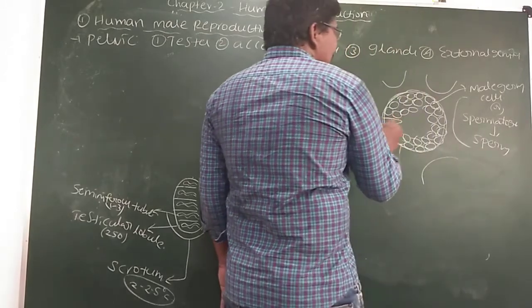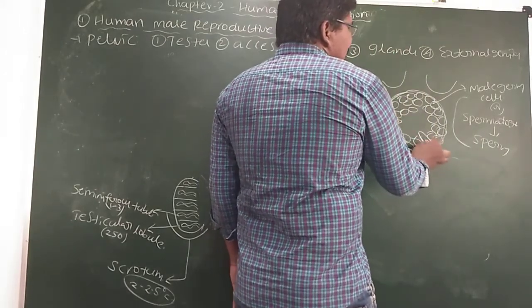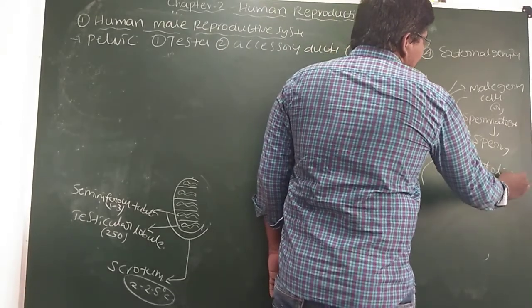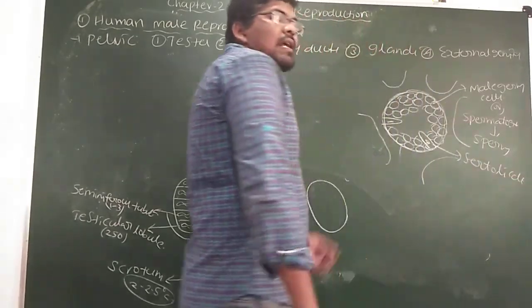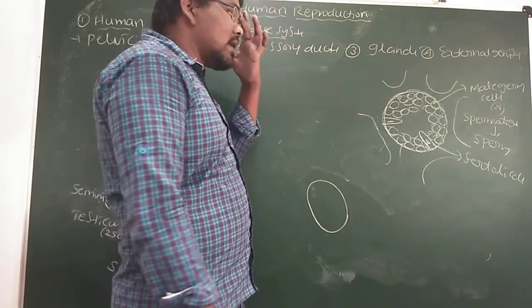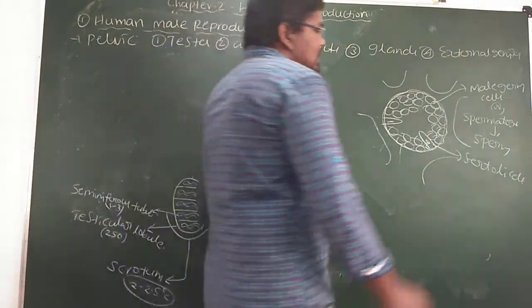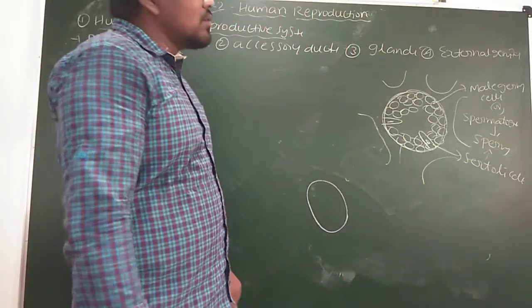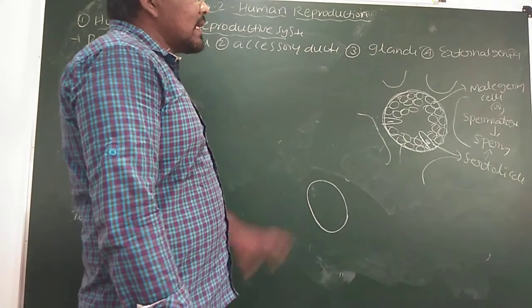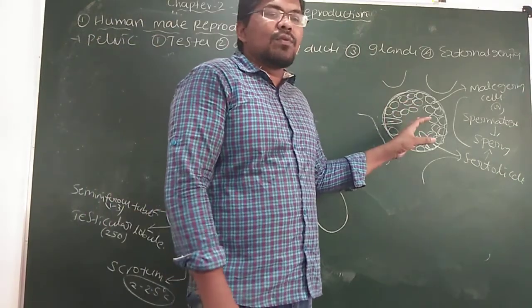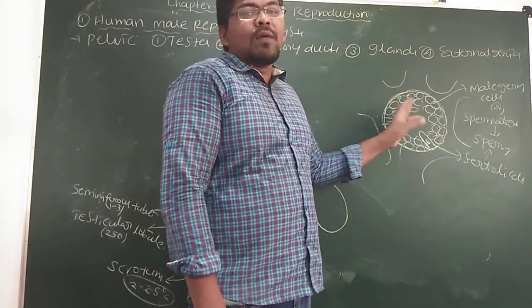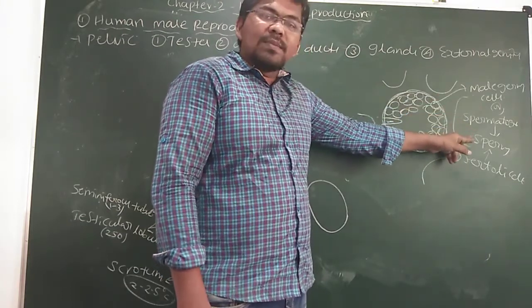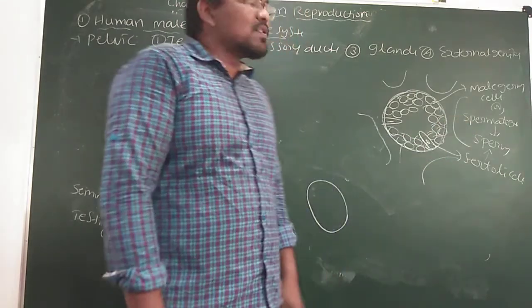The second type of cells inside the seminiferous tubule is Sertoli cells. Sertoli cells are also called nurse cells or sustentacular cells. These Sertoli cells provide nutrition for the developing sperms. That is the two types of cells present in the seminiferous tubule: male germ cells and Sertoli cells. Male germ cells produce sperm, and Sertoli cells provide nutrition for the spermatogonia.